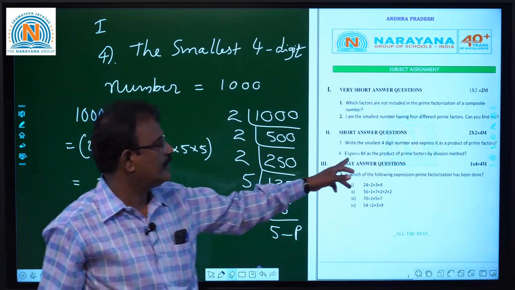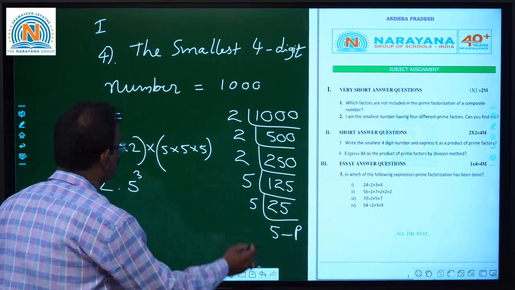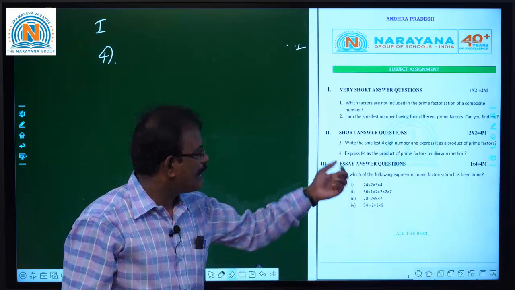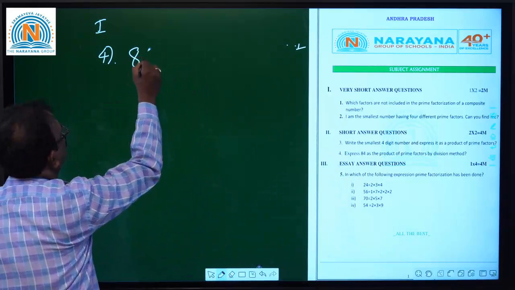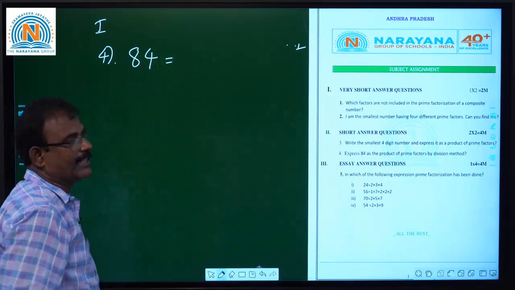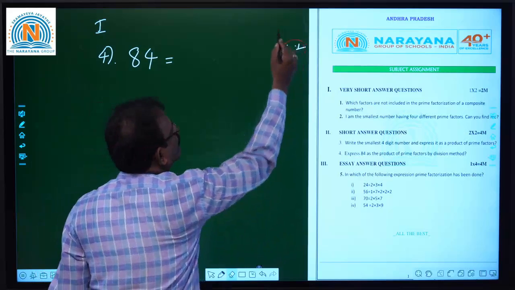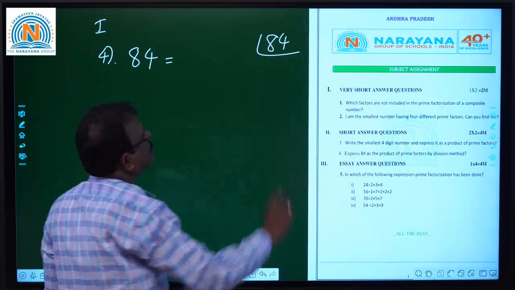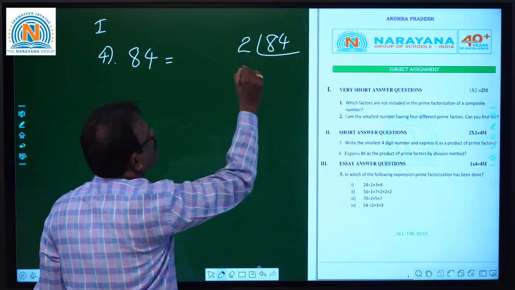What is the fourth one? Express 84 as the product of prime factors. So this is the given number, and again let us divide 84 as prime factors. So as 4 in units place, it is divisible by 2.